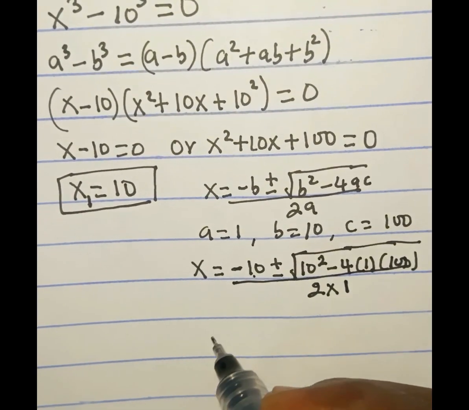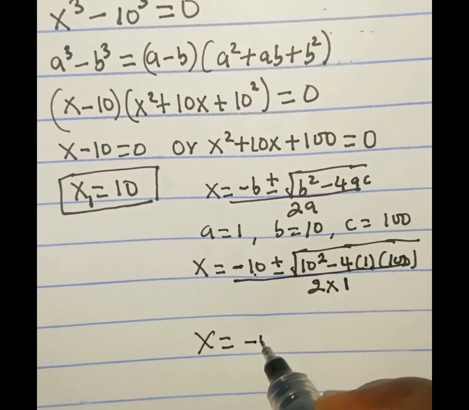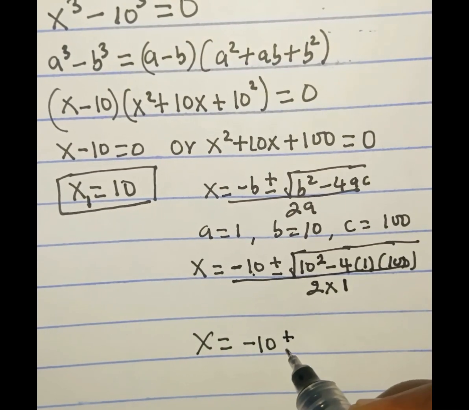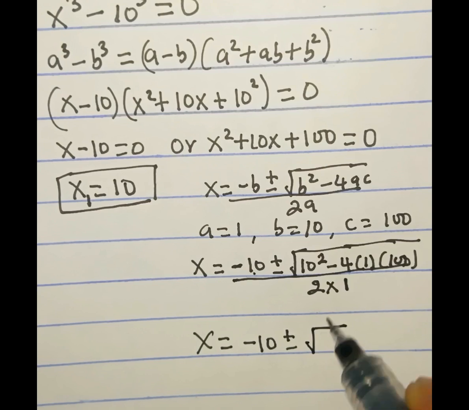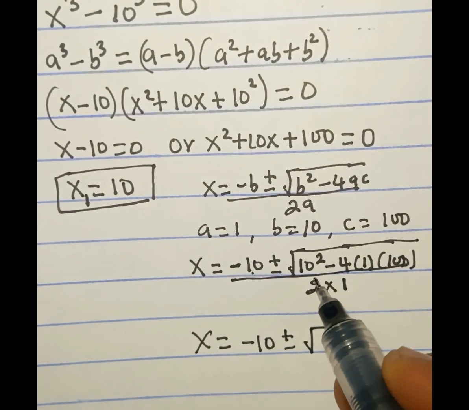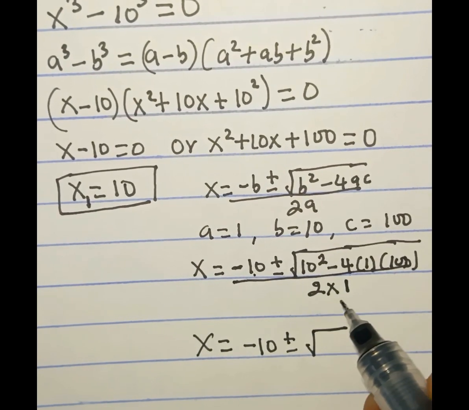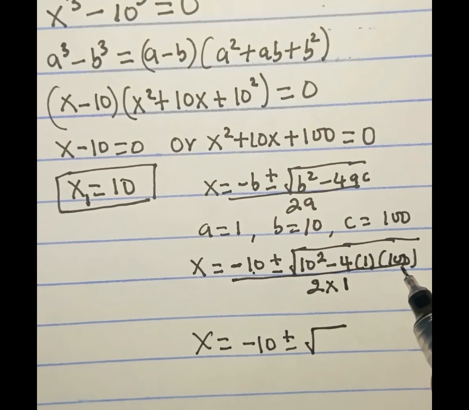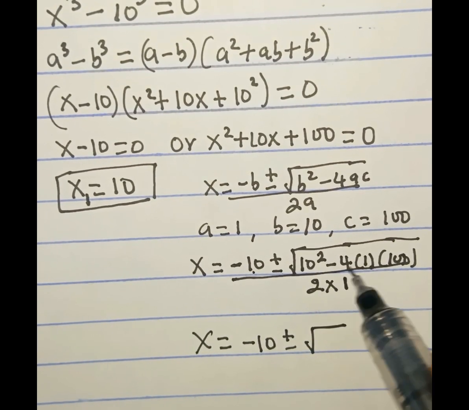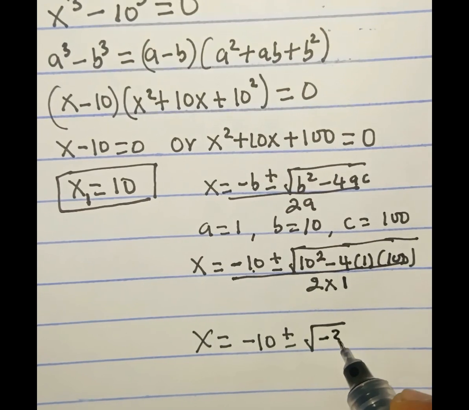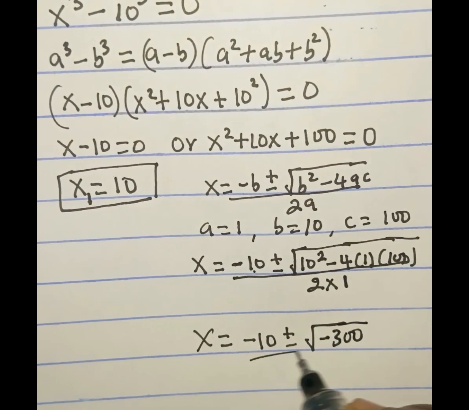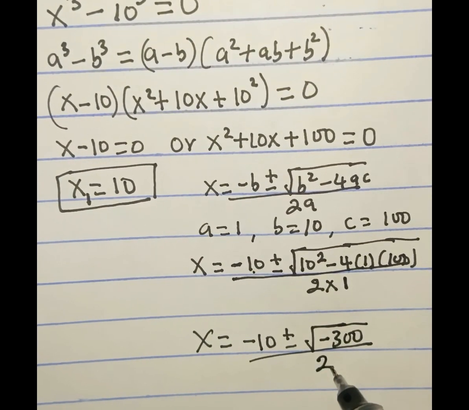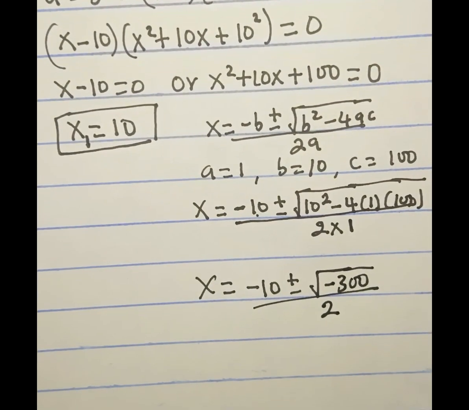Now we're going further. x will be equal to minus 10 plus or minus the square root of 10 squared, which implies 10 multiplied by 10, giving us 100. Then 4 multiplied by 1 is 4, and 4 multiplied by 100 gives us 400. 100 minus 400 gives us minus 300. Then everything all over 2 multiplied by 1, which is the same as 2.